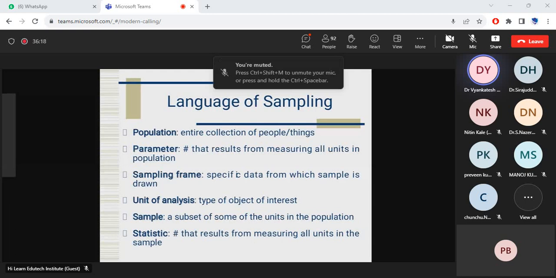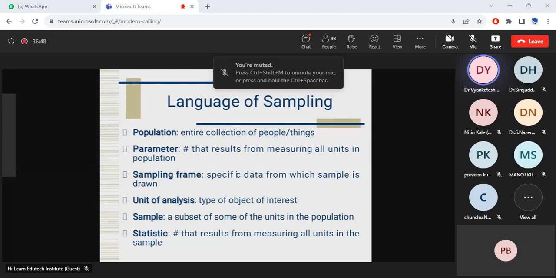I am just sharing one population geography example, how people are correlated and how the results are measured in the unit format, and the sampling frame is the specific data from which the sample is drawn. So that makes sense. And there are the unit of analysis, the sample, and the statistical data analysis. Let's deal with each of them separately, firstly the unit of analysis.